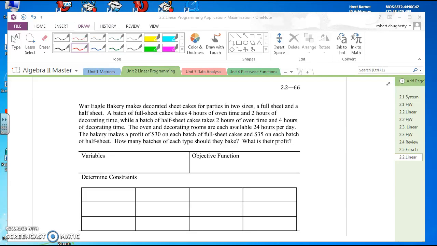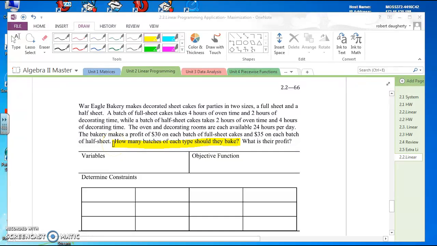So still, section 2.2, linear programming. This was a second example of a word problem that we worked in class. War Eagle Bakery makes decorated sheet cakes. At this point, my eyes start to glaze over, and I just say, okay, let me scroll. Where's my question? How many batches of each type should they make?